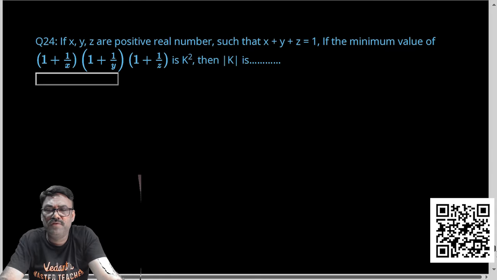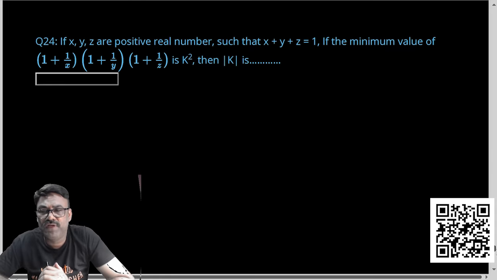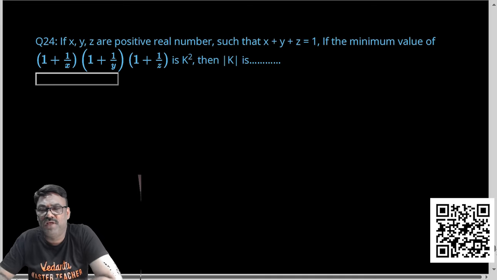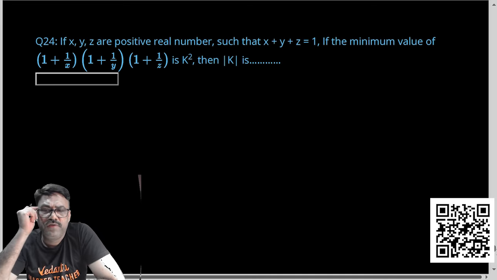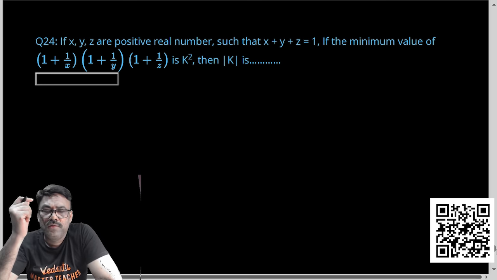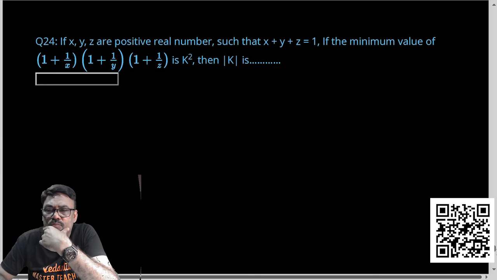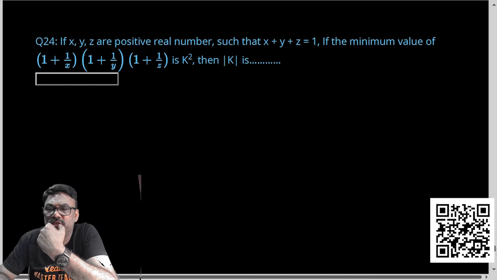x, y, z are positive real numbers here. x plus y plus z is 1. Then what will be the minimum value of this expression? They are saying the minimum value is k square. So what will be mod k? See, just to do the question quickly, equality will hold when x, y, z are all the same. So just put x, y, z all the same. I will get x is equal to 1 by 3. Put x is equal to 1 by 3, y is equal to 1 by 3, z is equal to 1 by 3. This expression will become 64. So actually, the minimum value is 64. k square is 64, mod k will be 4. So 4 is the correct answer.